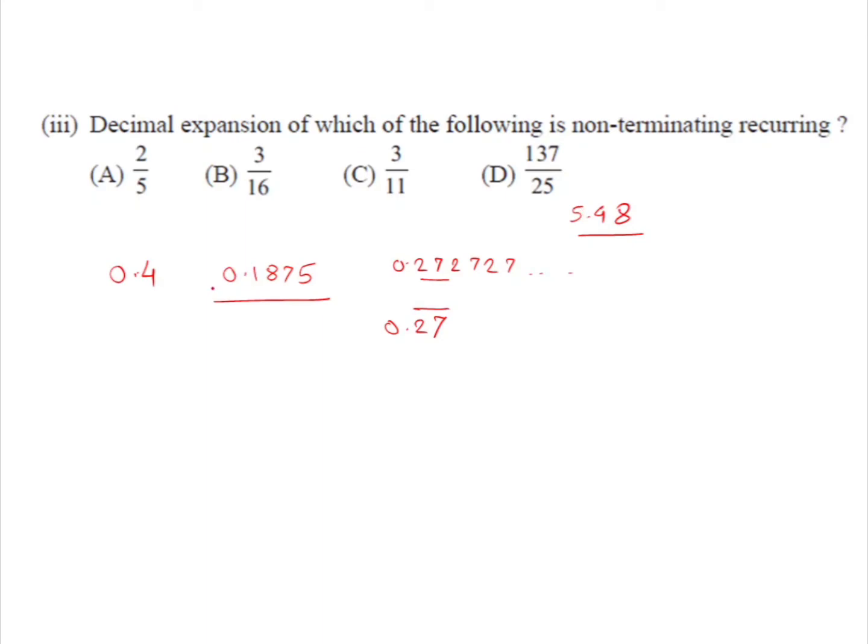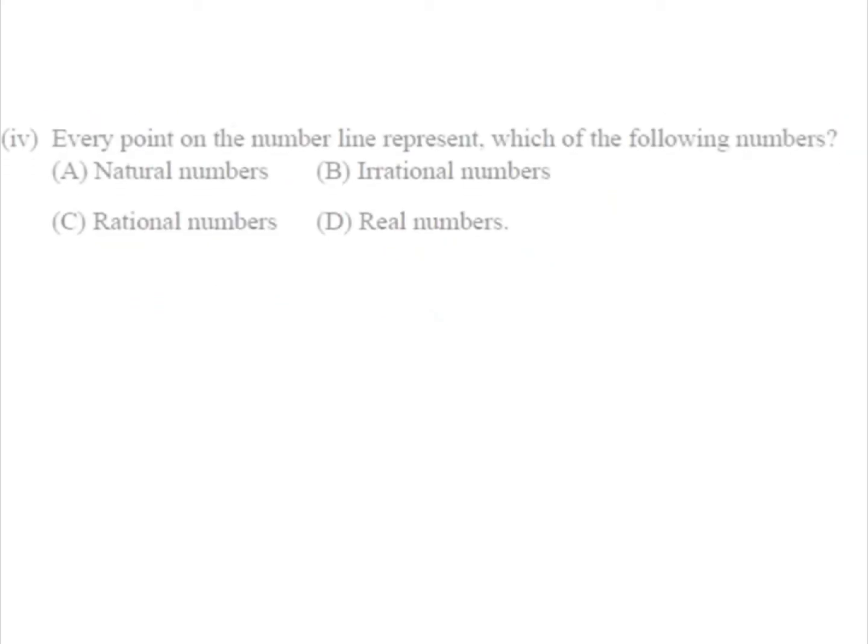So if we consider the first, second and the fourth alternative, all of these three are of terminating type, but only the third option, 3 divided by 11, gives us 0.27 recurring. So this is a non-terminating recurring decimal. So option C is the correct alternative. Let's have the next question.